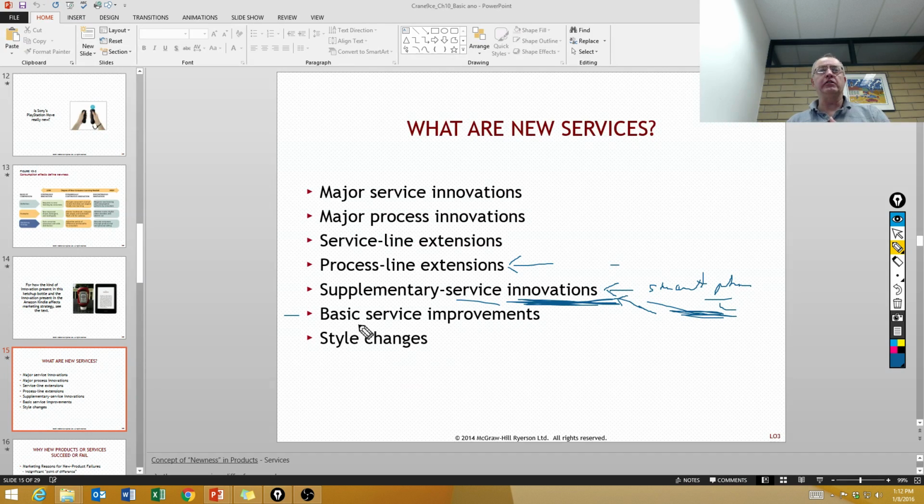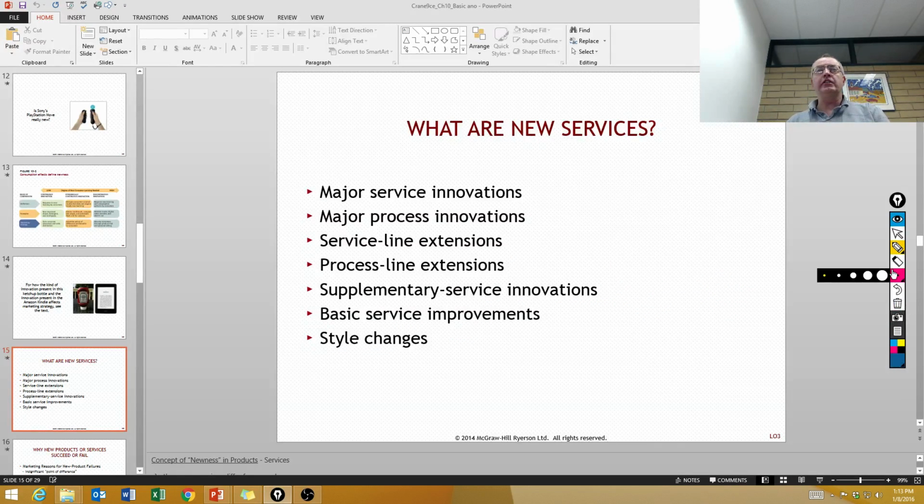Okay, and then we can have some basic service improvements. So, ship a little bit faster, cut my haircut faster, kind of stuff. And then we have some style changes, which are just minor modifications to a service. The example from the book is, at McDonald's, they changed the uniform, so they changed the little speech the salesperson gives you when you go to buy your stuff.